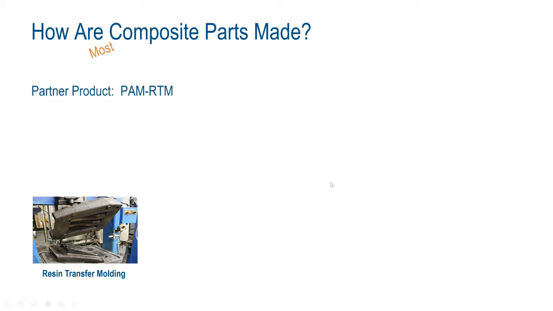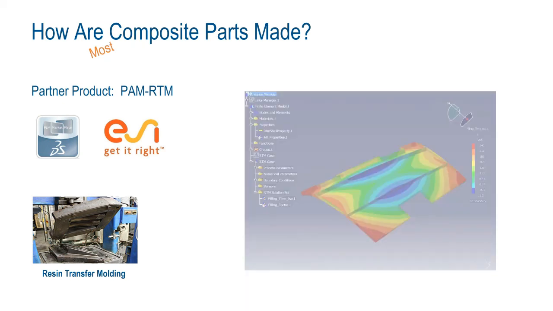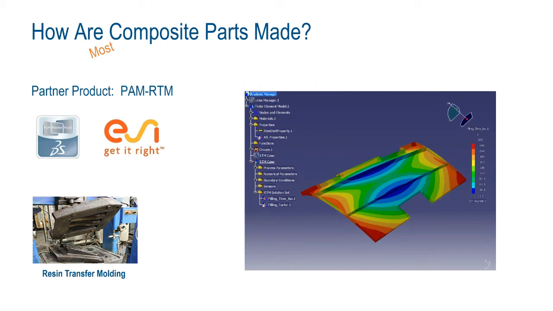So the solution for this is called PAM-RTM. It's from a partner company, ESI. And what this does is extend the capability of CATIA to provide the simulation of resin flow through the fibers in the mold. And here we see a screenshot of analysis results of that integrated in CATIA V5.